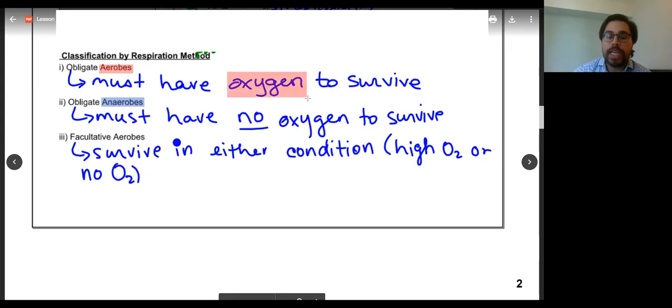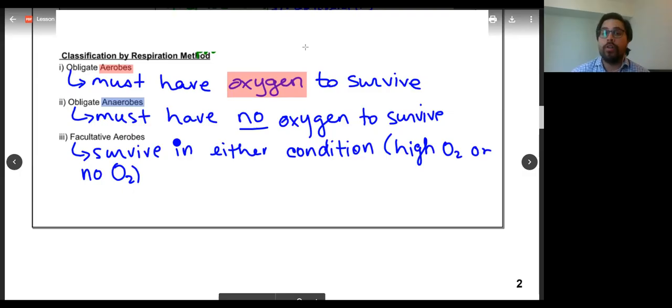So aero is the Latin word for air. And so aerobe or aerobes are things that need air. And in this case, we're talking about oxygen. So aero is the word for air or oxygen. So aerobes need oxygen to survive.